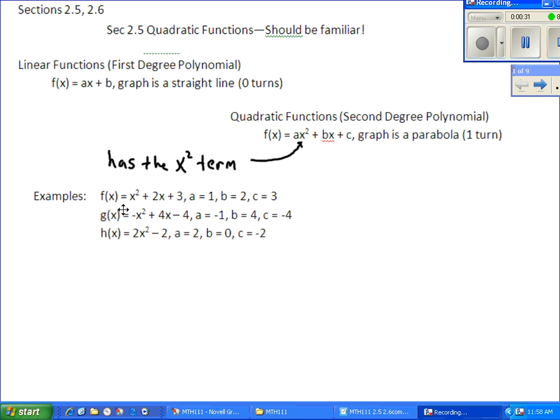Some examples of quadratic functions: x squared plus 2x plus 3. Here a is the understood 1 in front of the x squared, b is 2, c is 3. g of x, negative x squared plus 4x subtract 4: a is an understood negative 1, b is 4, and c is negative 4. Be sure you don't miss the sign. That will make a difference. And in this case, h of x equals 2x squared subtract 2. Because there's no x term, a is 2, c is negative 2, and b is 0 because of the missing x term.